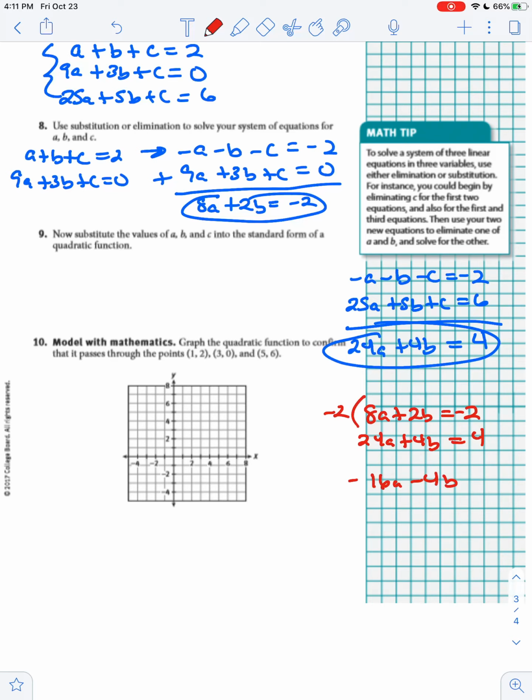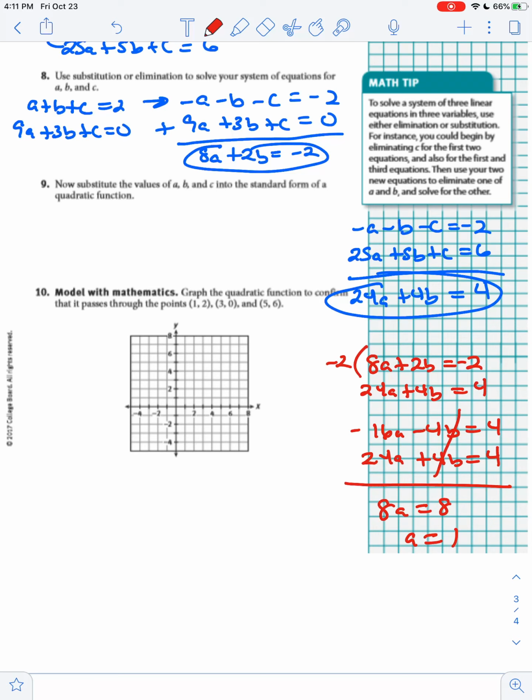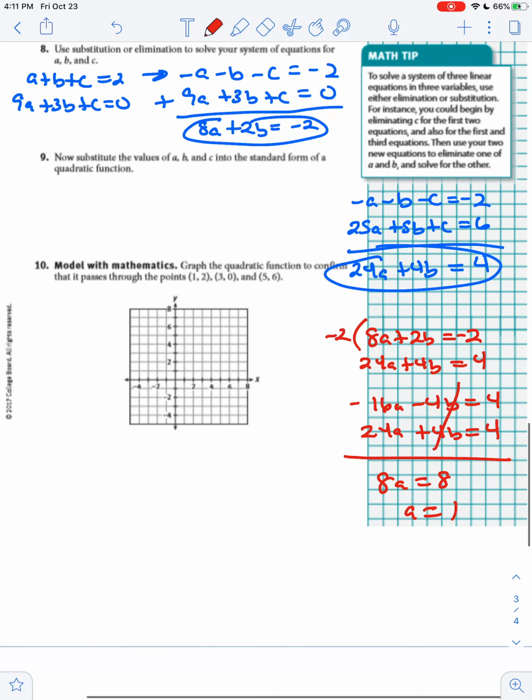So let's change that. So that'll be negative 16a minus 4b equals 4. And then I'll have 24a plus 4b equals 4. Now the b's cancel, and I get 8a equals 8. So a equals 1. So I have the a. All I have to do now is back substitute to get the others.